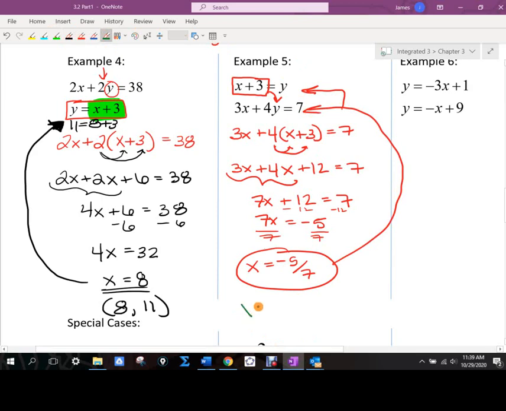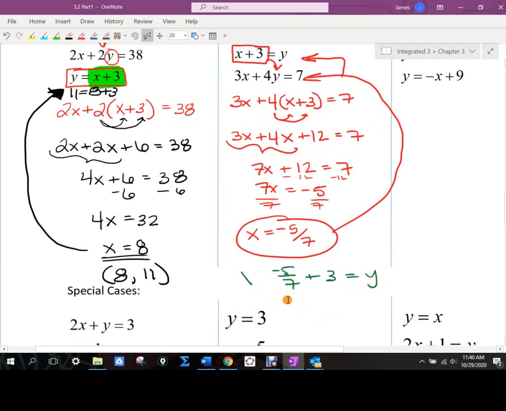So I got x, which is negative 5/7 plus 3 equals y. Now, if I'm going to add those two fractions together, and Desmos will do it for you, but if I'm doing it without a calculator, what does that 3 need to turn into? What do you need to add two fractions together? A common denominator. So is 21 over 7 still 3? And now I can do negative 5 plus 21, so it gives me 16/7.